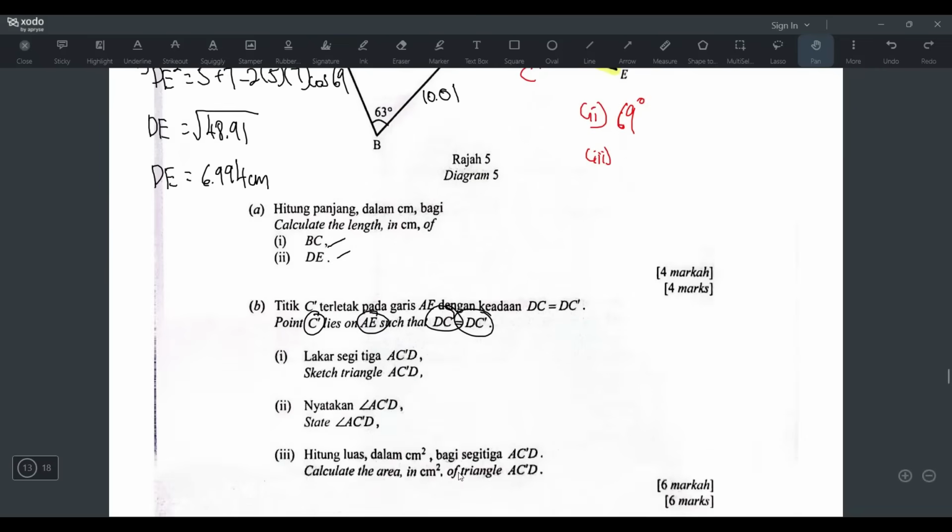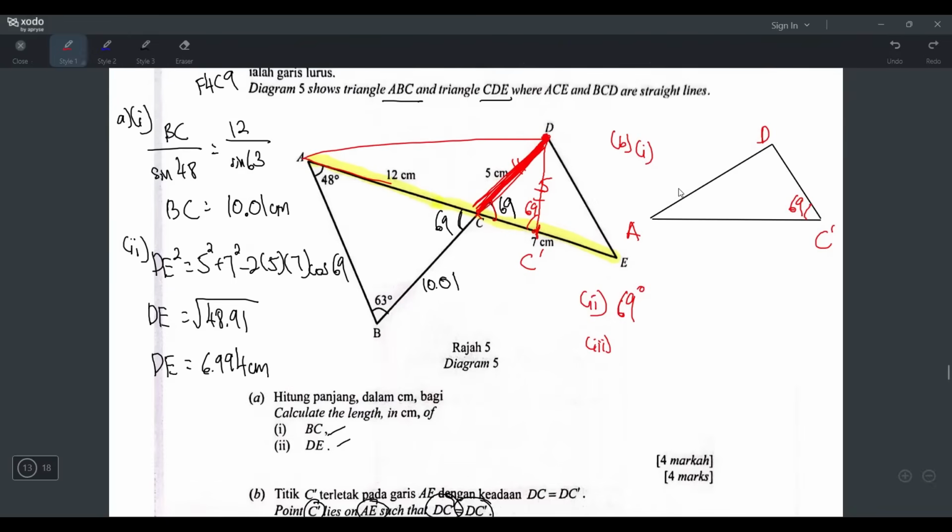Okay, third question. Calculate the area of triangle AC prime D. Also I need some information. So actually we know the line here is 5 cm, right? Later the area formula would be 1/2 ab sine C. So we need two sides and one included angle. So let's see what other information we can transfer. 69 is here. What about the 12? 12 is only A to C, so that's not AC prime. Imagine this one is 69, this one is isosceles, right? So this will be 5 also.